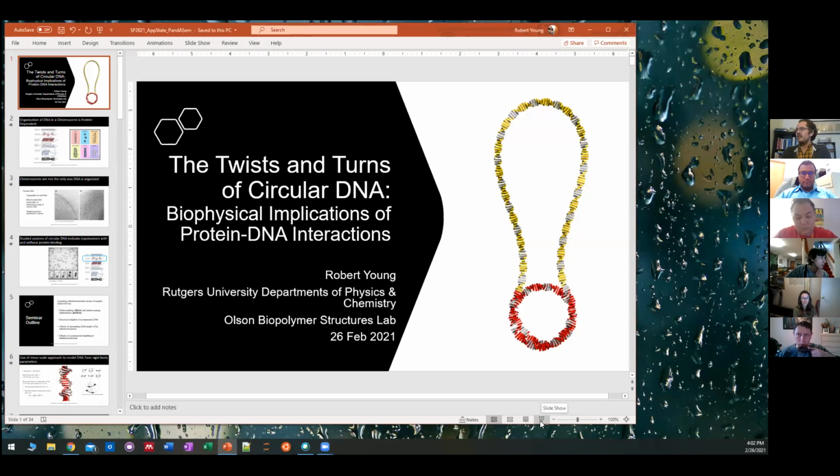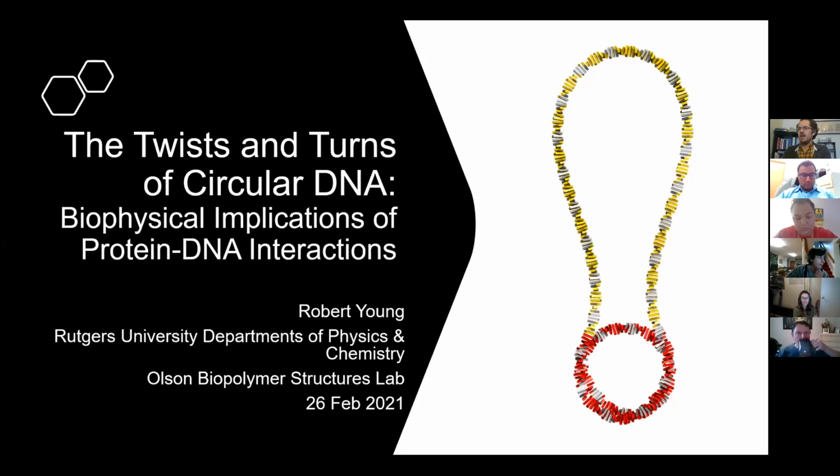Good afternoon, everybody. As my host mentioned, my name is Robert Young. I am a graduate student at Rutgers University. I'm working on a second master's in physics right now, as well as my PhD in chemistry. I'm excited to talk to you today about some of my dissertation work under Dr. Wilma Olson in our biopolymer structures lab. The talk is entitled Twists and Turns of Circular DNA, the biophysical implications of protein DNA interactions.